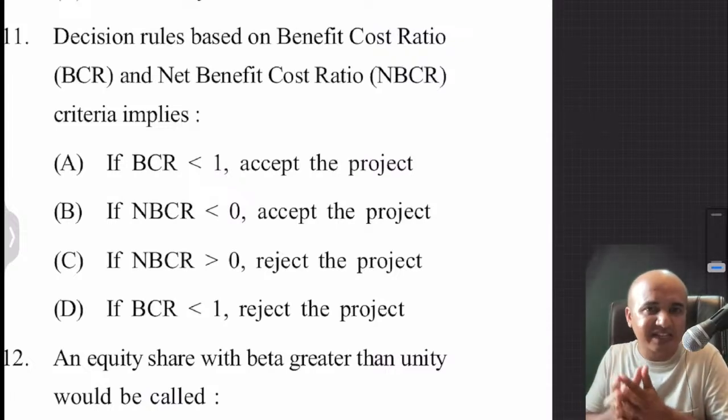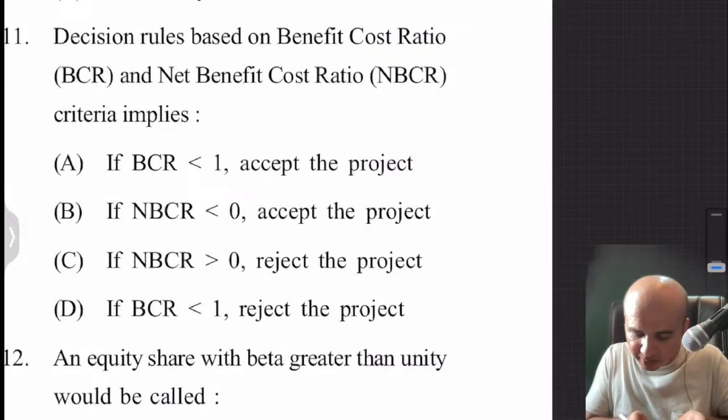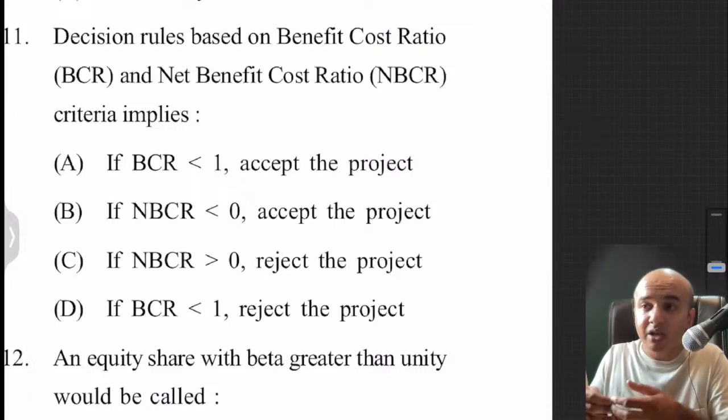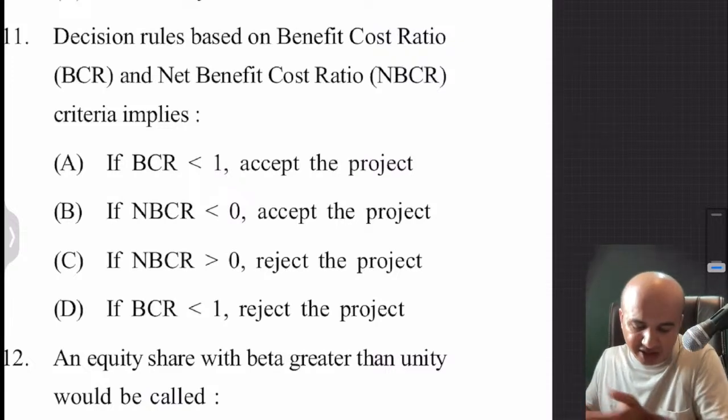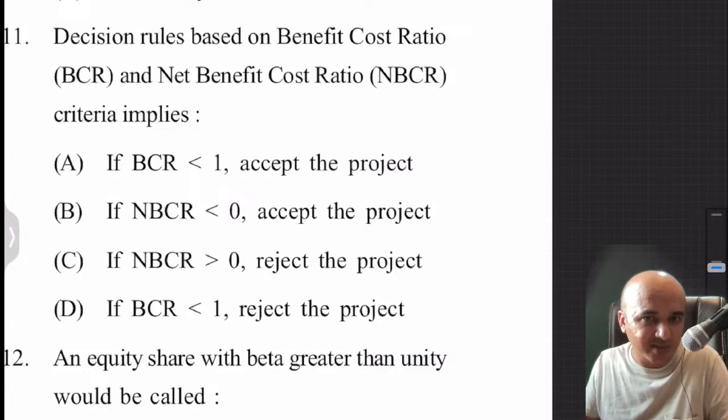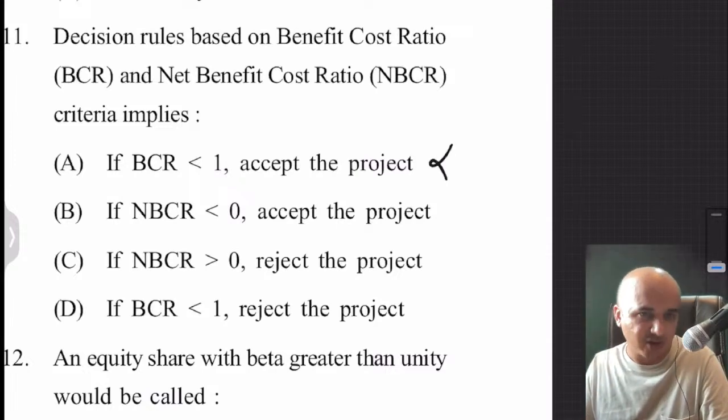Let's say if the BCR is less than 1, it indicates that the present value of the cost exceeds the present value of benefit. That means we are spending more compared to the benefits which we are getting. In that case, why would we accept the project? We will not accept the project. No, we will actually reject the project. So this is obviously not correct.